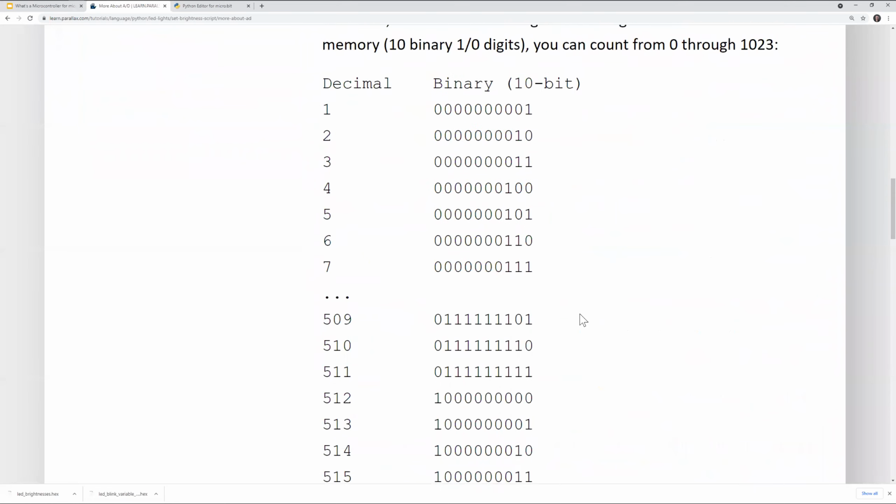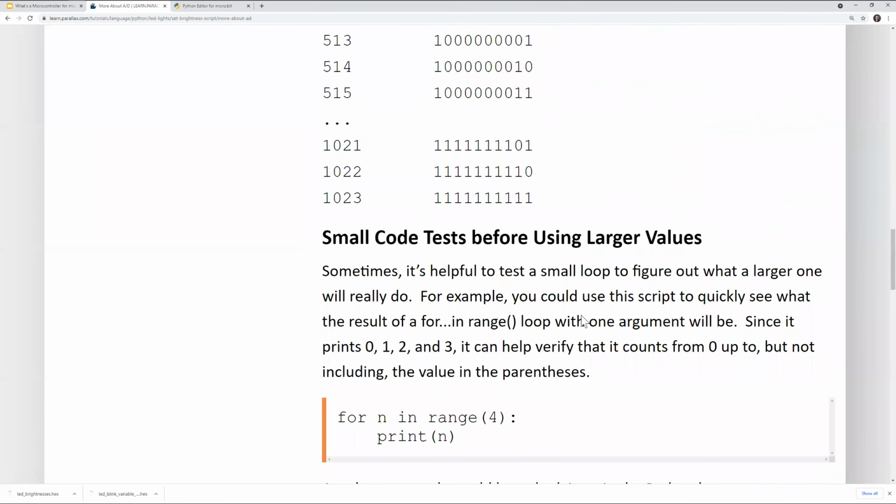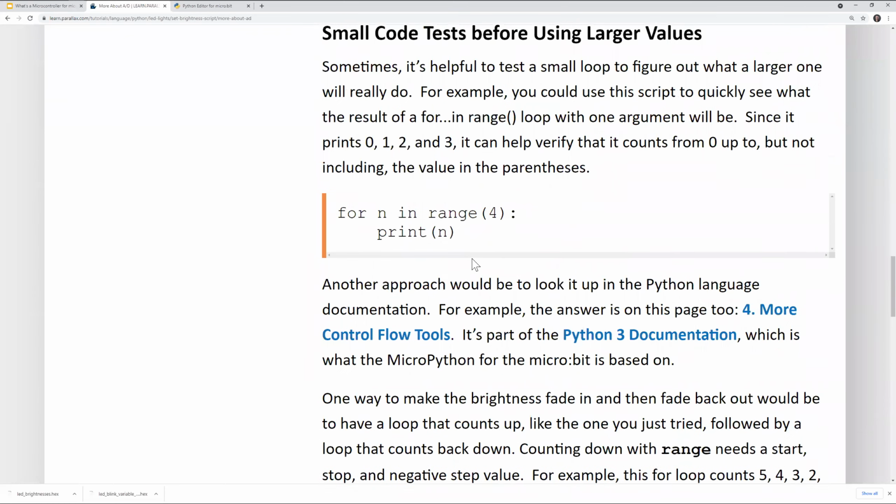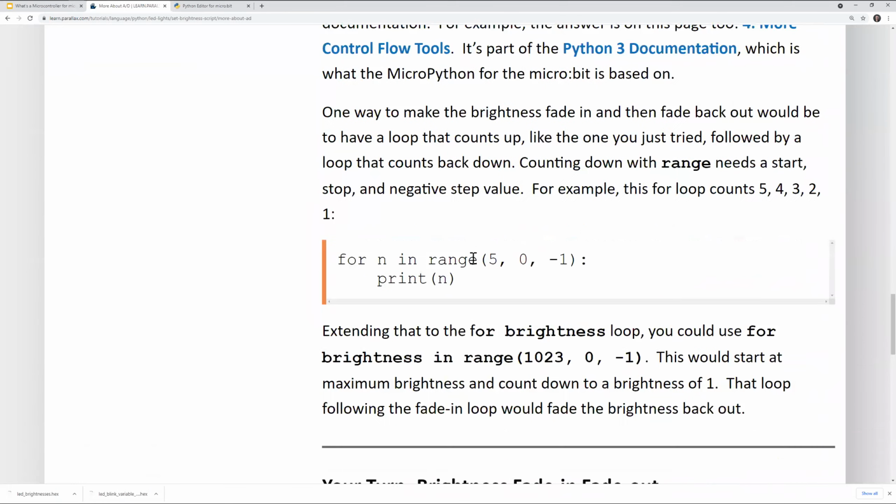And we talk about binary numbers and how they're used to count. And we talk about doing a small test before using large values.